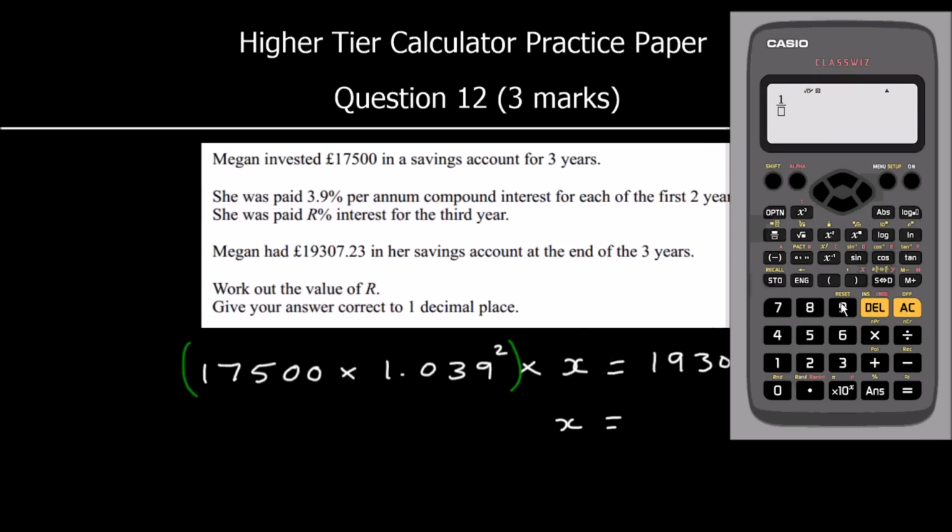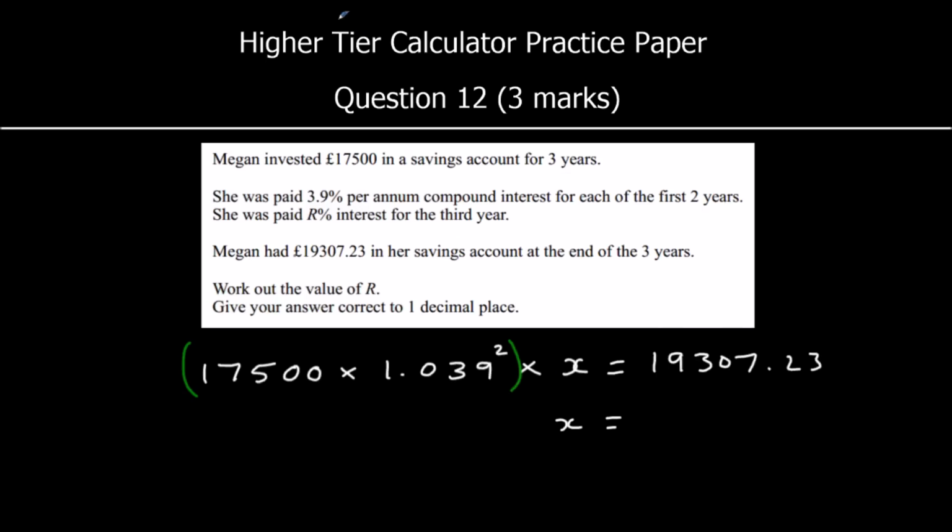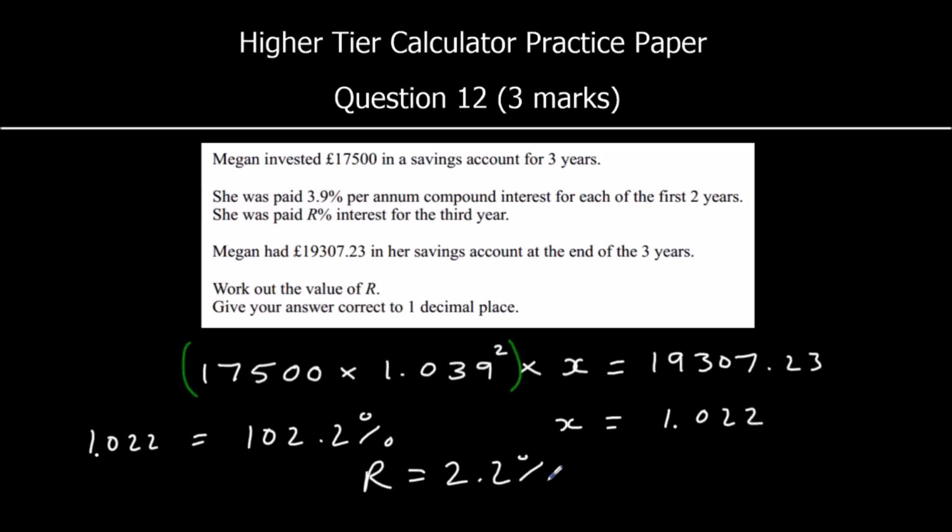So I've got £19,307.23 divided by 17,500 times 1.039 squared. So that's 1.022. So x is 1.022. So that's the multiplier. So 1.022 is 102.2%. So R is 2.2%.